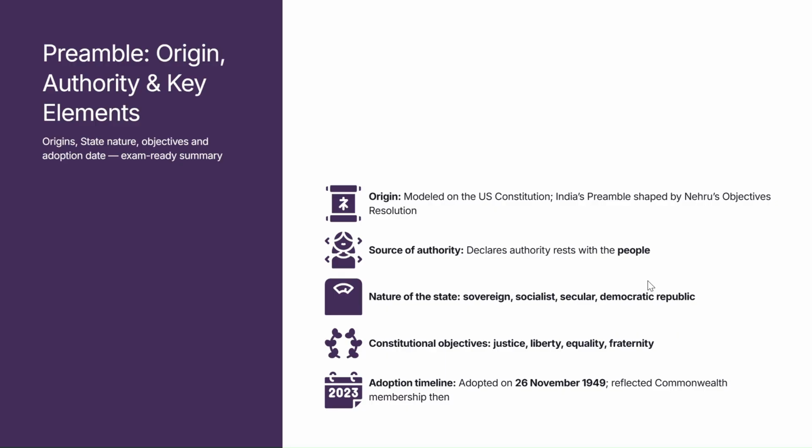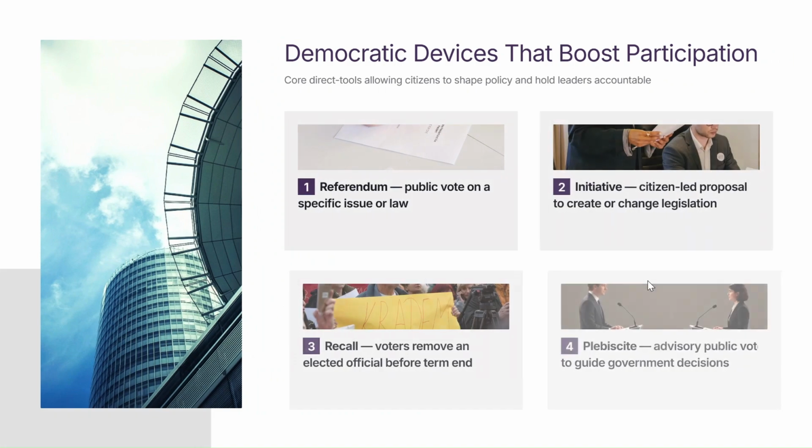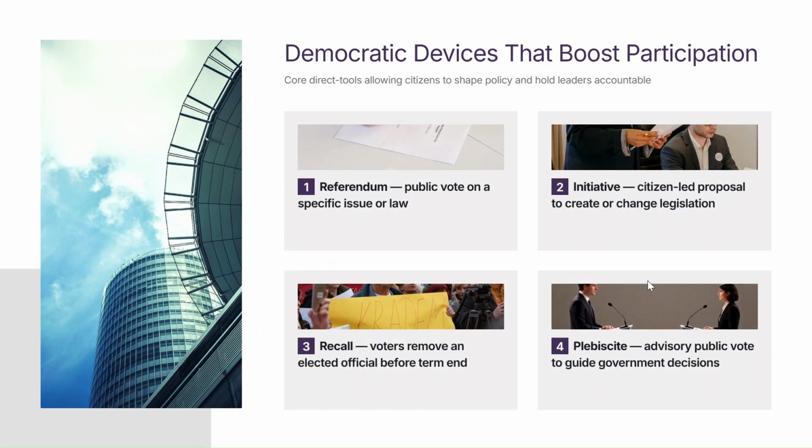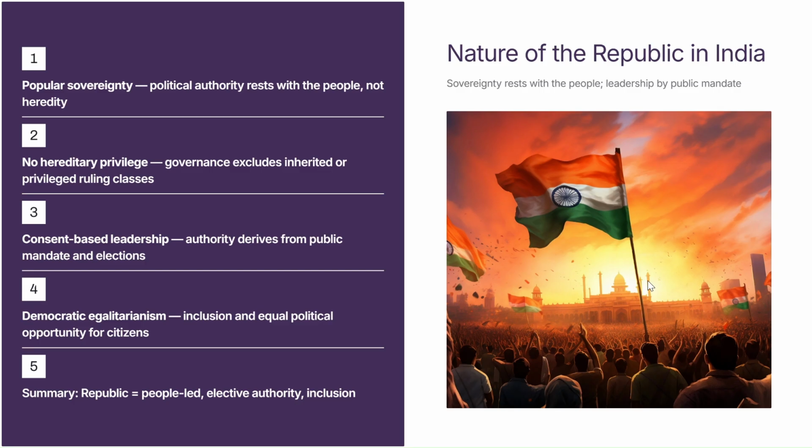India adopts a democratic model of socialism, that is, a mixed economy combining liberty, equality, and fraternity. And distributive justice includes social and economic justice. Democratic devices include referendum, initiative, recall, and plebiscite. In India, a republic means a political sovereignty rests with the people. There is no hereditary lead of the country like a king or something.